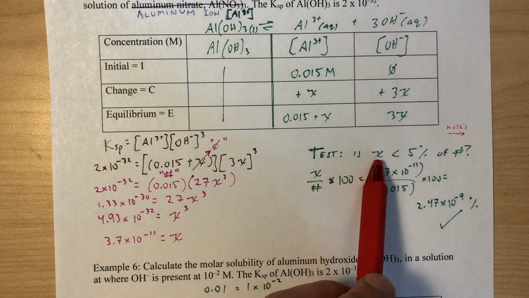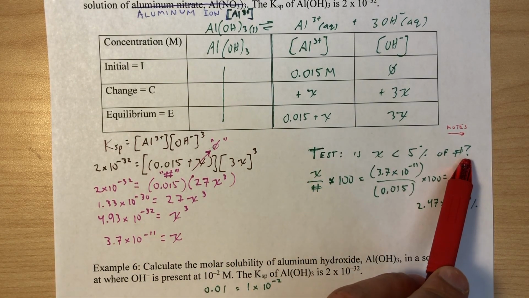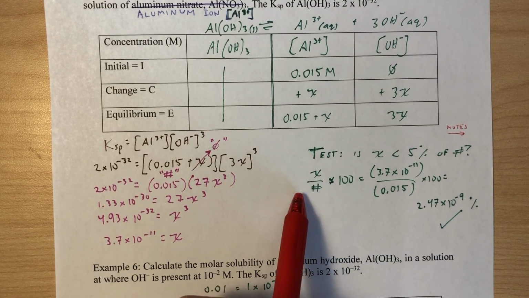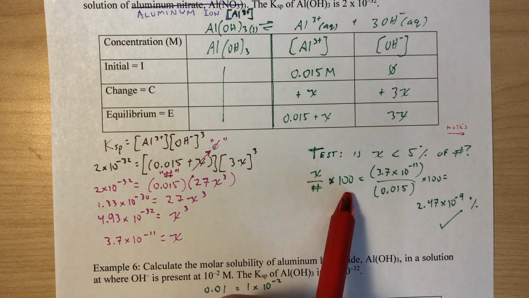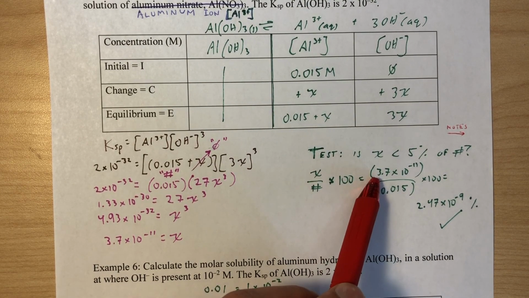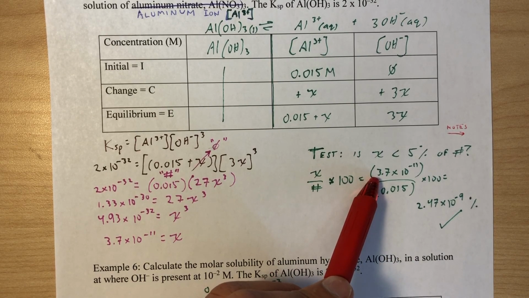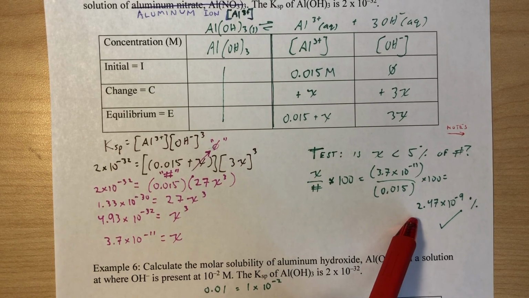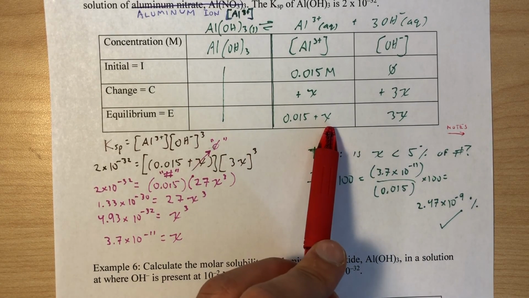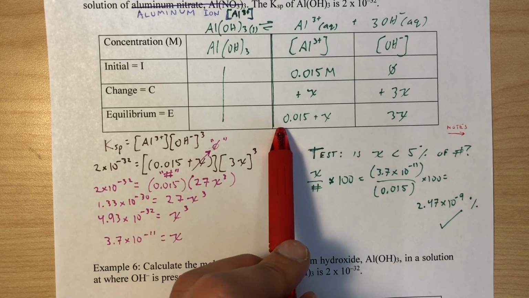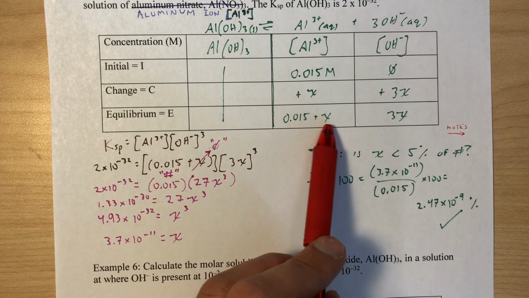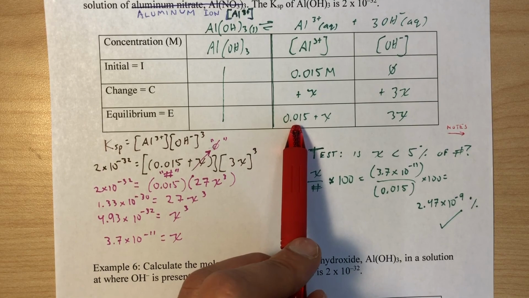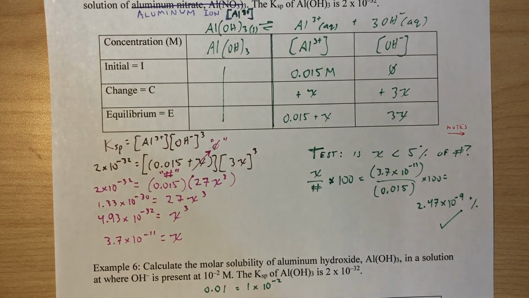So test, is x less than 5% of our number? So x divided by number times 100 is going to be equal to our percentage. Our x value is 3.7 times 10 to the negative 11. Our number is 0.015, times 100 is 2.47 times 10 to the negative 9 percent. So yes, our x is significantly smaller than 0.015. So it's considered a negligible amount because that number is so much larger than it.